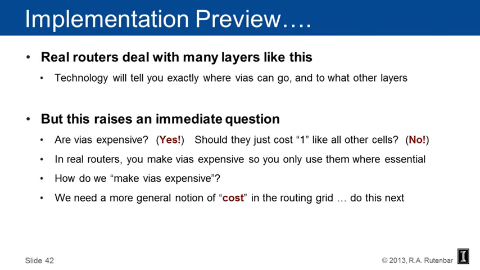So just a little quick implementation preview here. We're still sort of talking about feature stuff. Real routers deal with many layers like this. The technology will tell you exactly where the vias can go and to what other layers. And more or less in a modern technology, you can put the vias wherever you want. You can put them on top of each other, so you can have a path that goes from metal 1 to metal 2 to metal 3 to metal 4 to metal 5 to metal 6 to metal 7. You can put the vias, it's what's called a stack, a via stack. The maze routing method just works great.